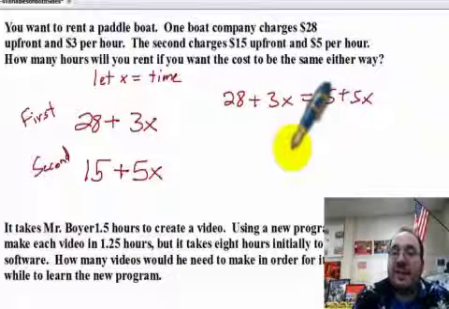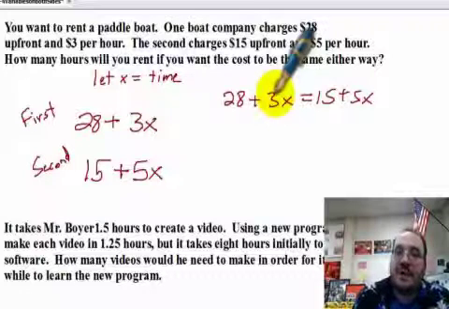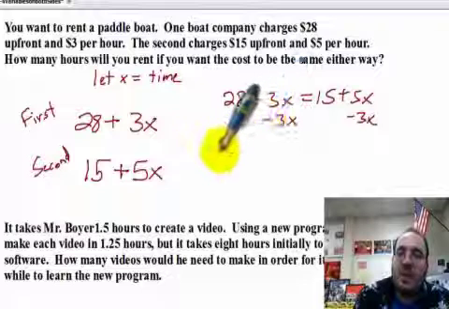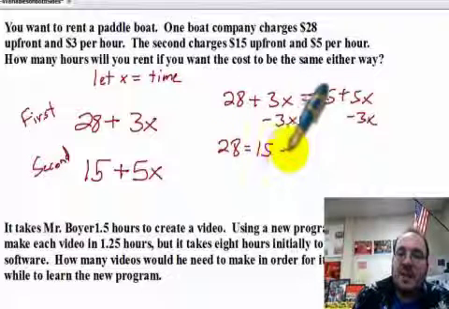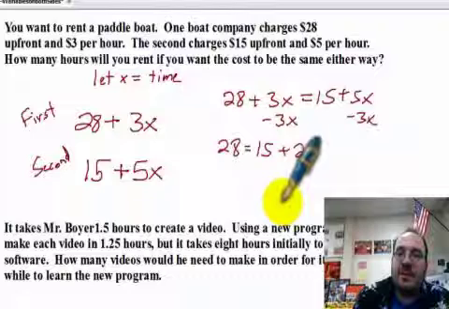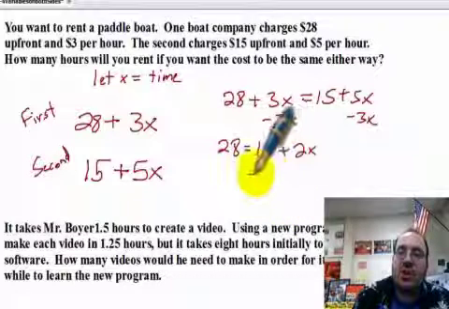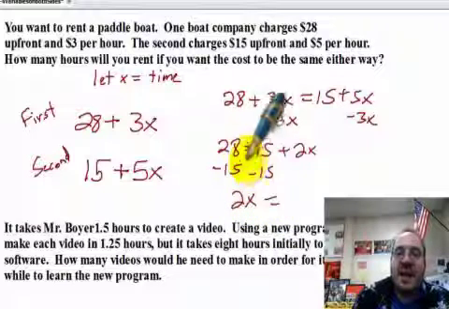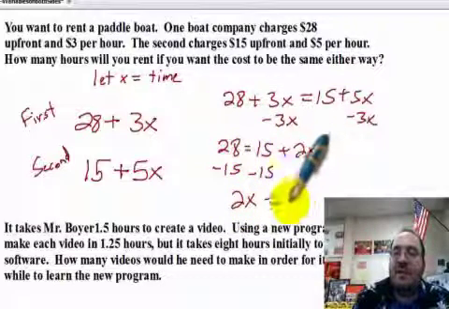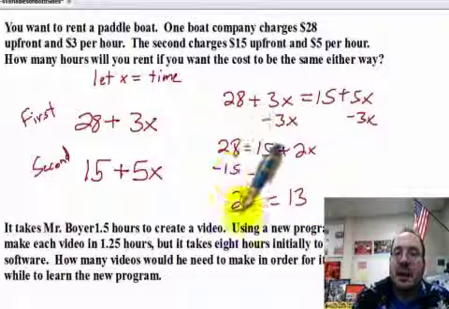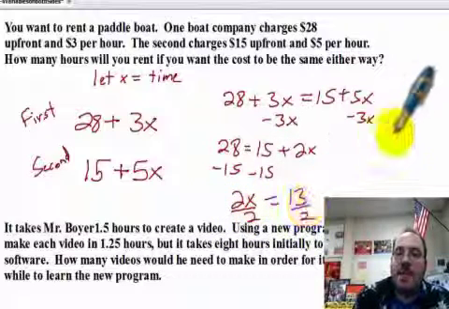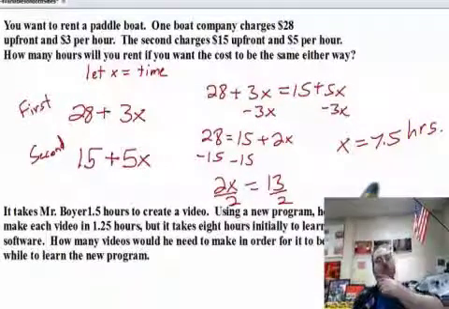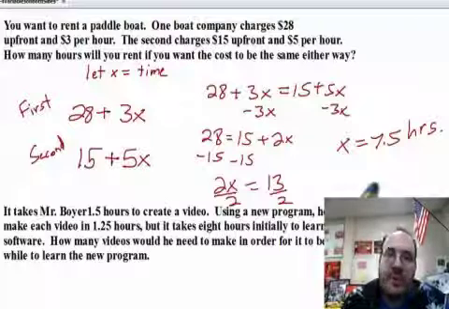And now that I've done this, I can get all the x values on one side. So I will subtract 3x from both sides, and I get 28 equals 15 plus 2x. And now to get 2x by itself, I will subtract 15. And I get 2x on one side. And on the other side, I guess I have 13. And so then I divide by 2. And I get x equals 7.5 or 7.5 hours. So if you rent for exactly 7.5 hours, the cost will be the same.